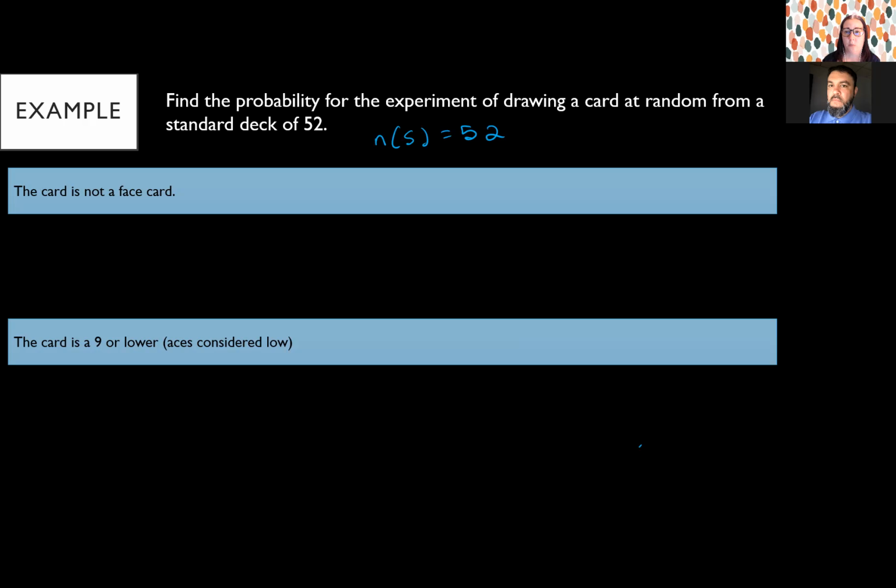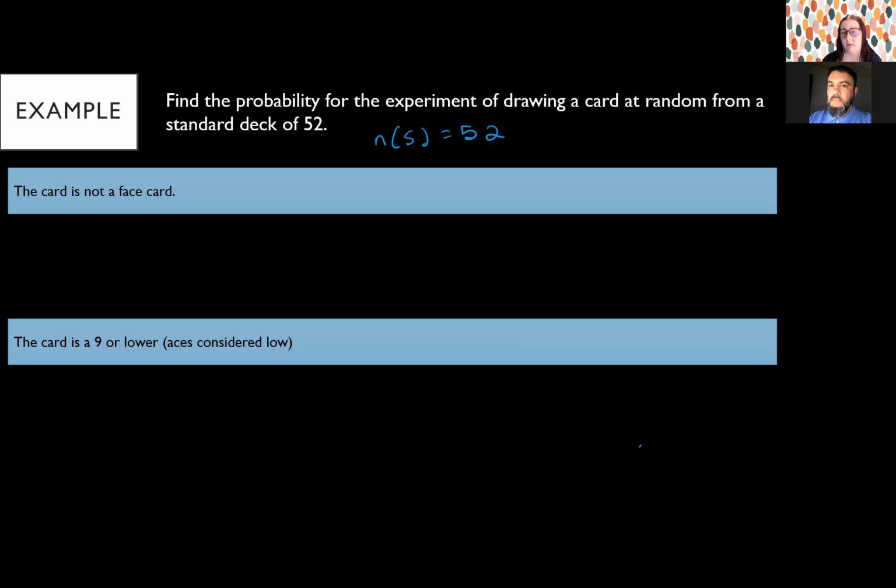So we want to find the probability that we get a card that is not a face card, and then the probability that the card is 9 or lower. And in this case, we're considering aces as low, so they're not going to be part of the face card. Sometimes, depending on how you interpret it, aces are considered face cards, in different games, but we're not including aces in that. So we're only looking for face cards, which are Jack, Queen, and King. And then we're going to consider aces as basically 1.